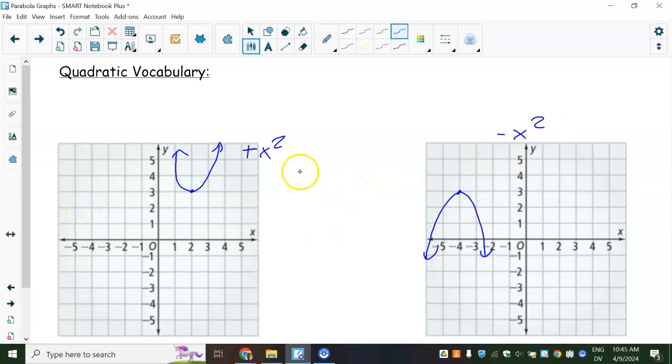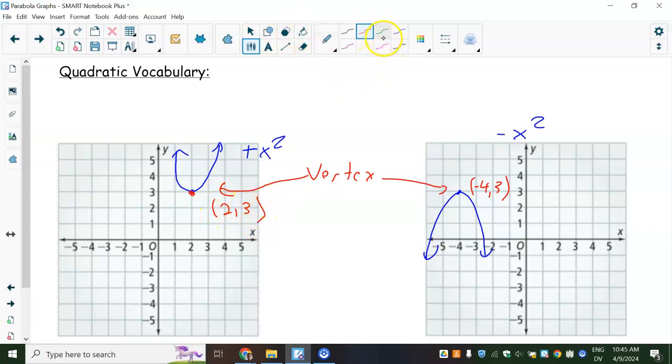Okay, the key words you're going to hear a lot are vertex, which is just an xy point. Both of these have a vertex. This one here looks like x negative 4 and y 3. I'm just reading them off the grid here. This one would be x 2 and y 3.